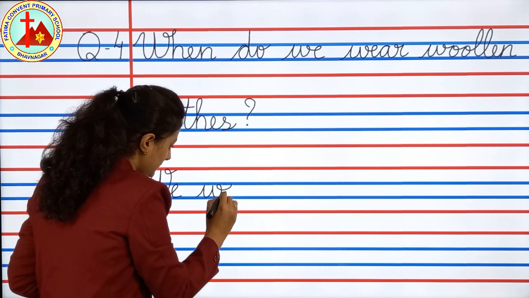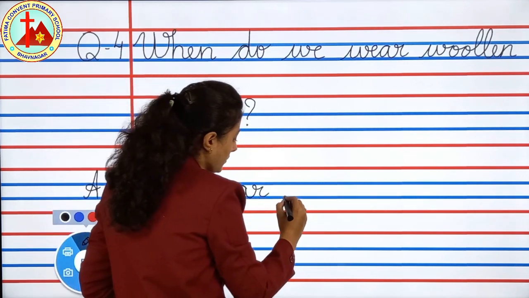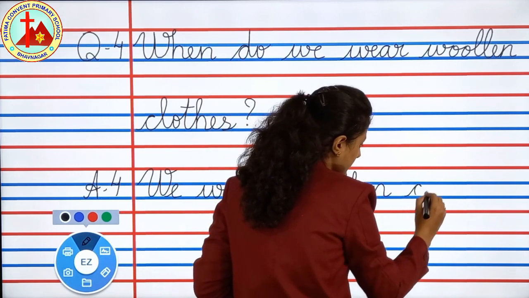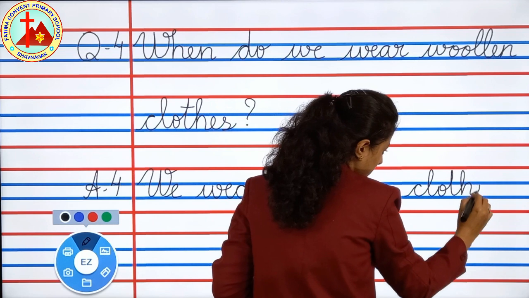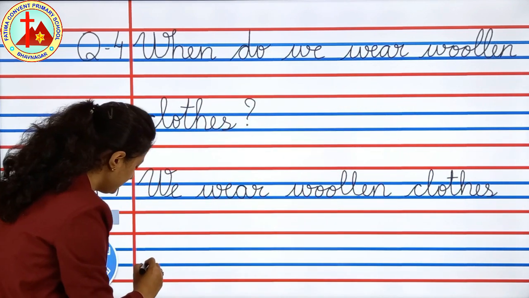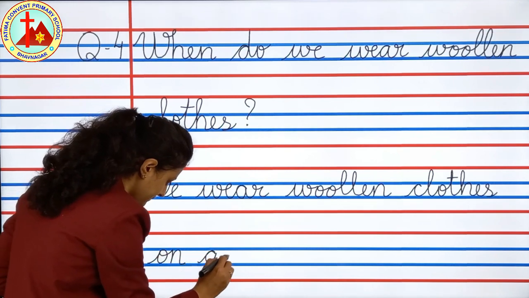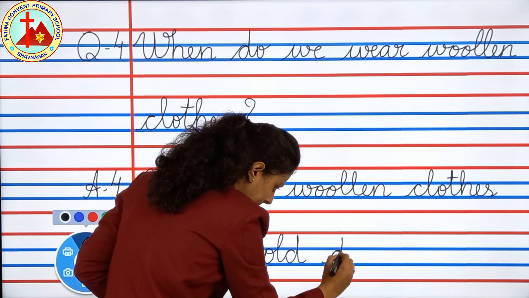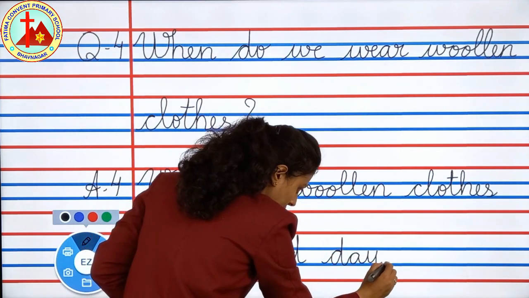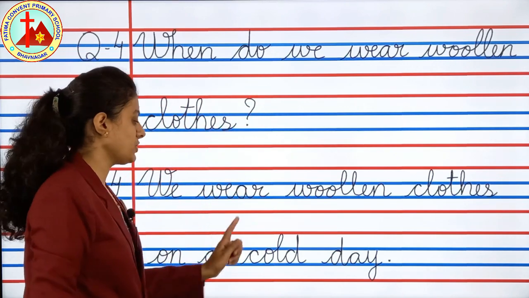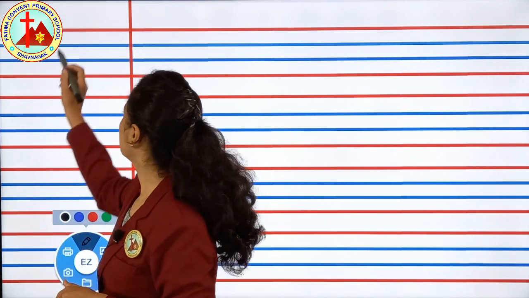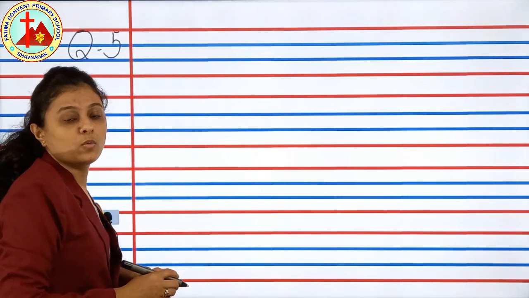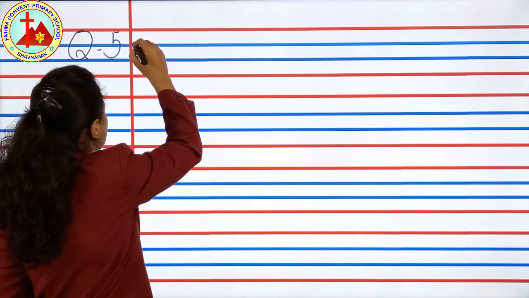We wear woolen clothes on a cold day. And a full stop at the end. We wear woolen clothes on a cold day. Next, last question number 5. What is the question? What can a strong wind do? Come on, let's write.